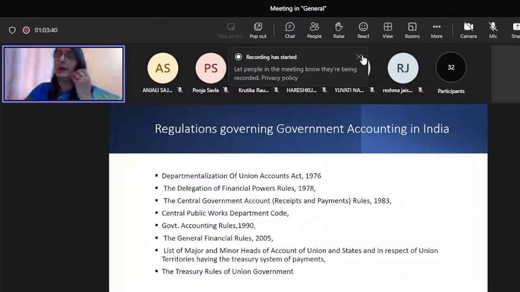Now, what are the regulations governing government accounting? These are the different regulations which govern whenever there is government accounting.